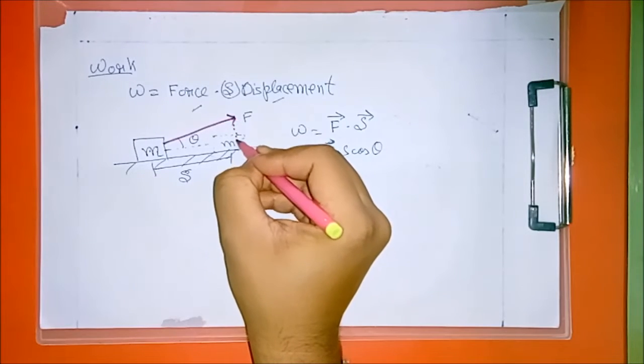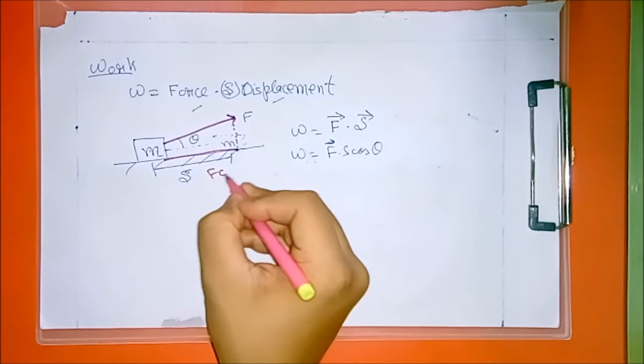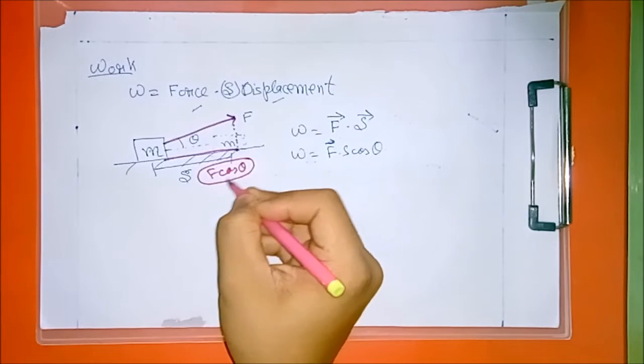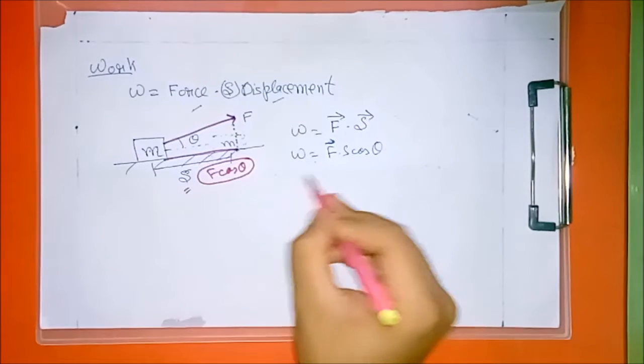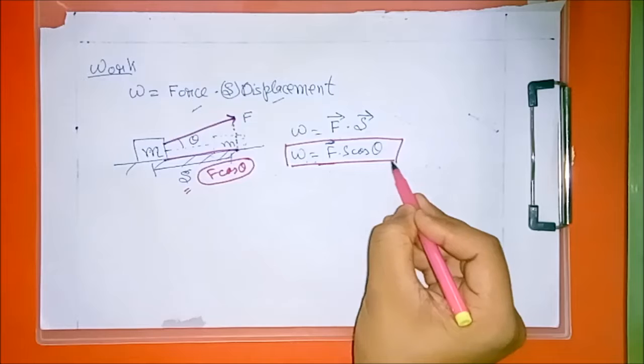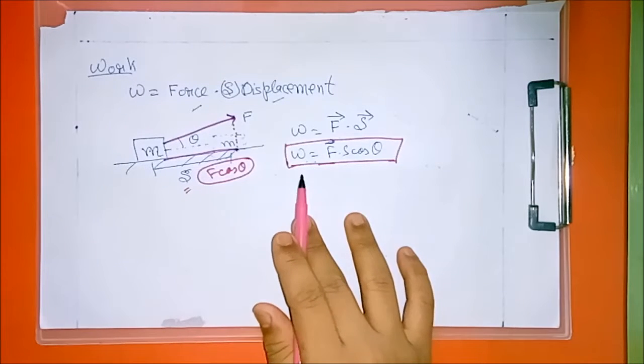Now in physics, the component of this particular force in the direction of the displacement will be equal to F cos theta, and this F cos theta multiplied with S directly gives the result W equals F S cos theta. So this is basically the introduction of work done in terms of physics.